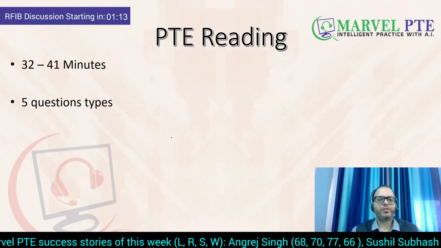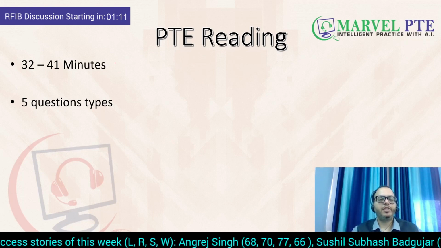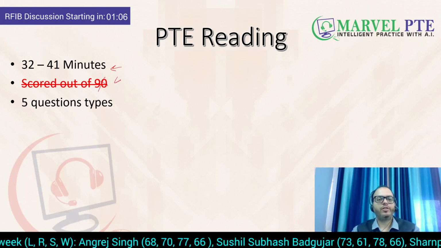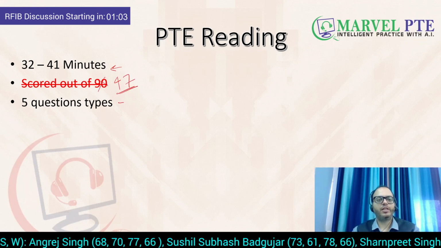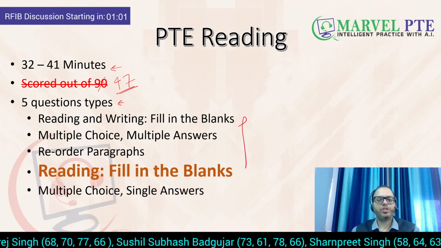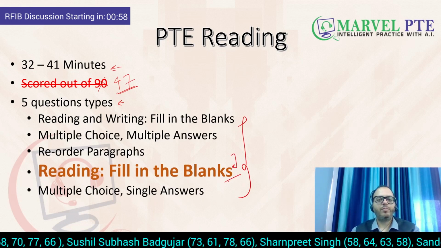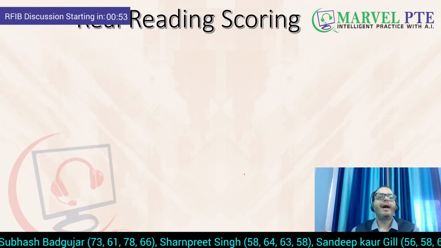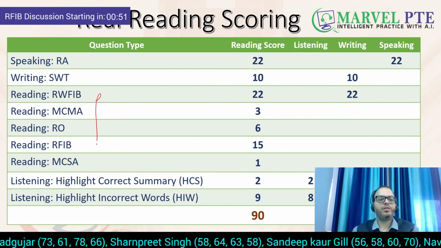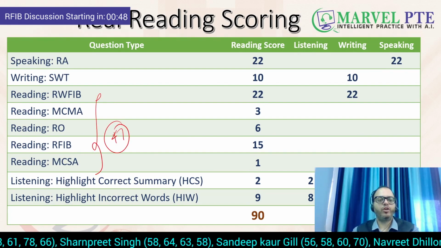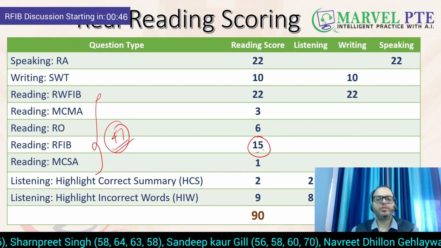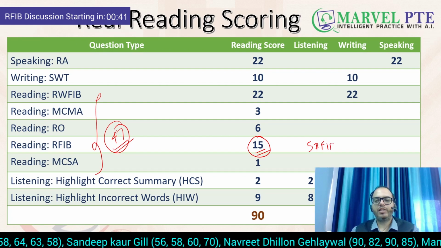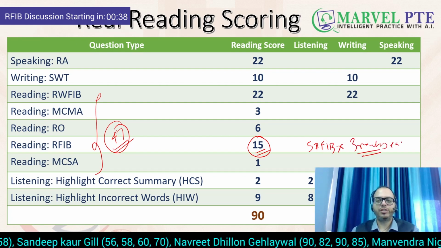First of all, PTE Reading is an integrated module of 32 to 41 minutes and it is not scored out of 90, it is scored out of 47 marks and it has 5 question types. These are the question types, and reading filling the blanks is the second last question type in this order. Always remember, this is the real PTE scoring where reading contributes only 47 marks. So reading filling the blanks contribute 15 marks. If you are getting 5 reading filling the blanks, they will be of 3 marks each.